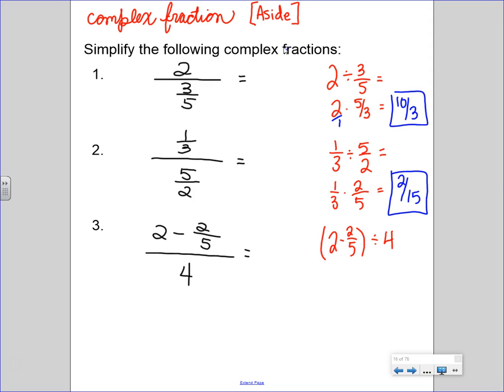There are 2 ways to go about it. What do you guys think of dividing first, dealing with this, making it multiplying by the reciprocal? So deal with the division first, or deal with the parentheses first? Parentheses. Okay. So how would you do that? Do you have an idea, Joel?